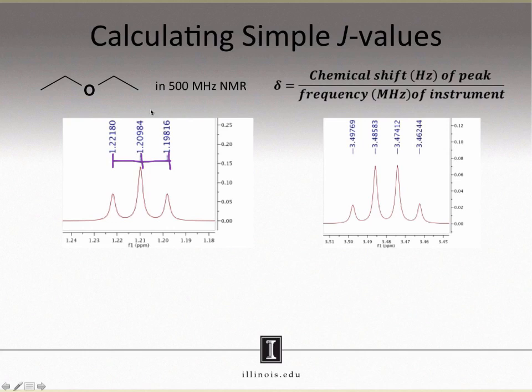What I could do is take this value, plug it into this equation, and calculate the shift in Hertz. Take the second value, do the same thing, and then subtract the two values. That is a perfectly valid way to calculate the J value. What I prefer to do, instead of converting each of these signals into Hertz individually, is to subtract them and then convert them into Hertz. Let me show you that process now. That is the chemical shift of my middle peak in ppm. Now I shall subtract the chemical shift of the right peak in ppm.